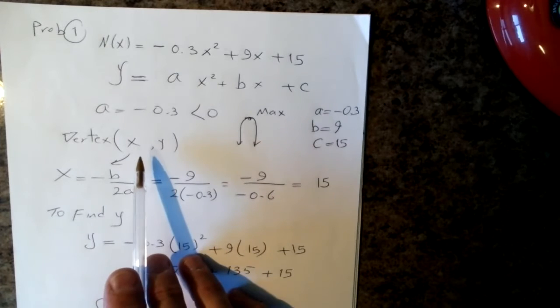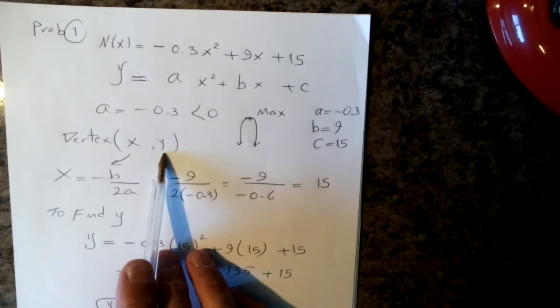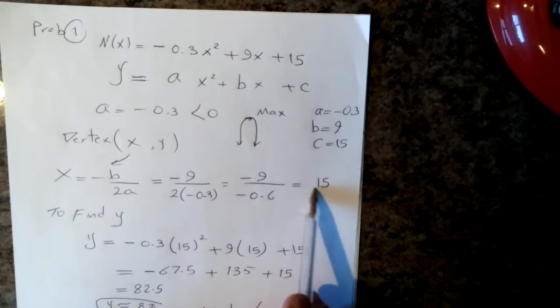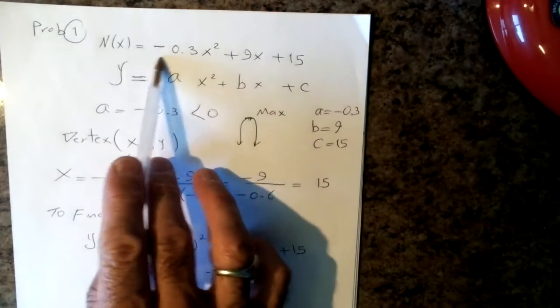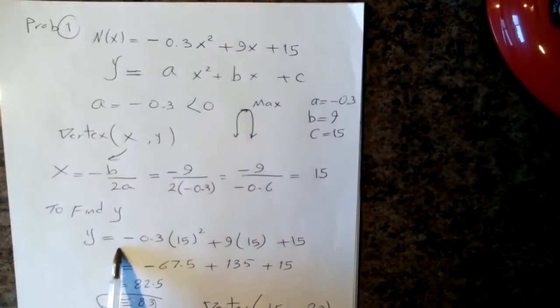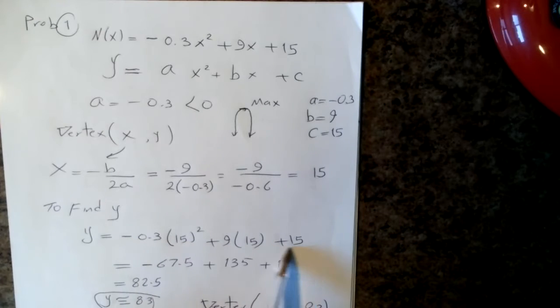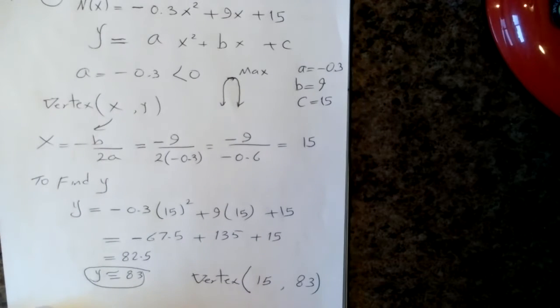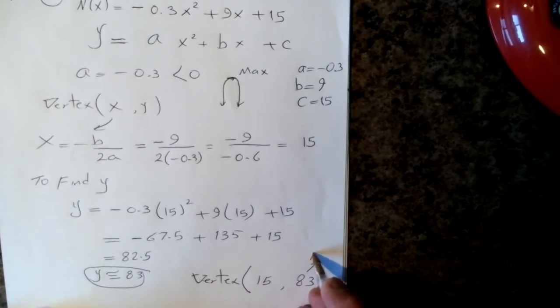Now, for the vertex, we have the x. How do I find the y value? To find the y value, you take this x and substitute it into this equation for x. That gives you the y value. All right. And so this 83 is your max.